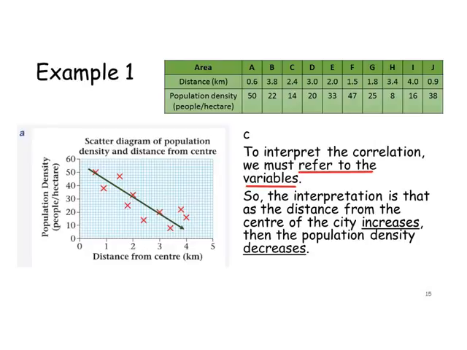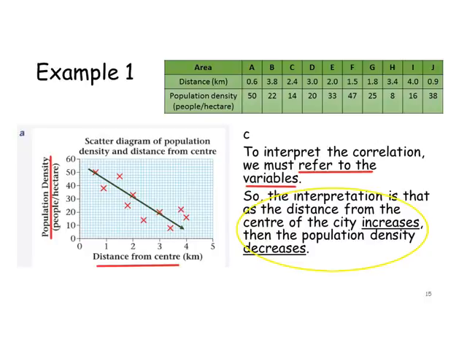Now, our variables were about distance from the centre and population density. So there's negative correlation. As distance increases, then population density decreases. And that's what we've said here. So this is our interpretation. Distance increases, population density decreases.